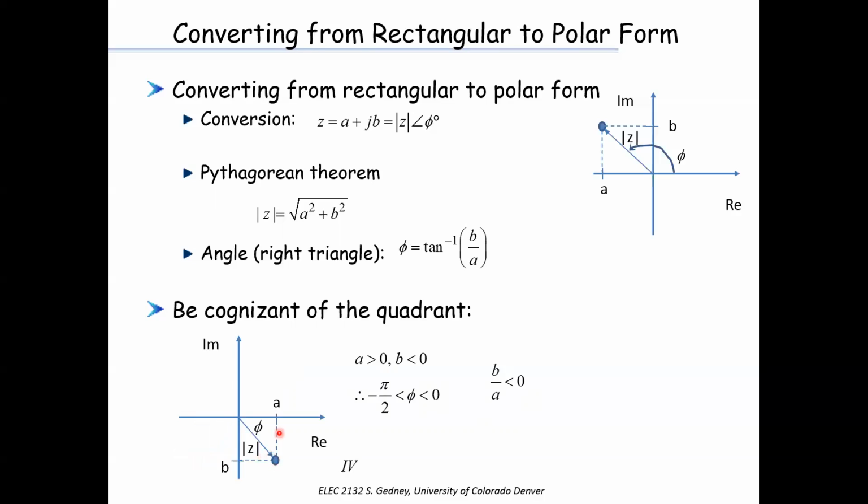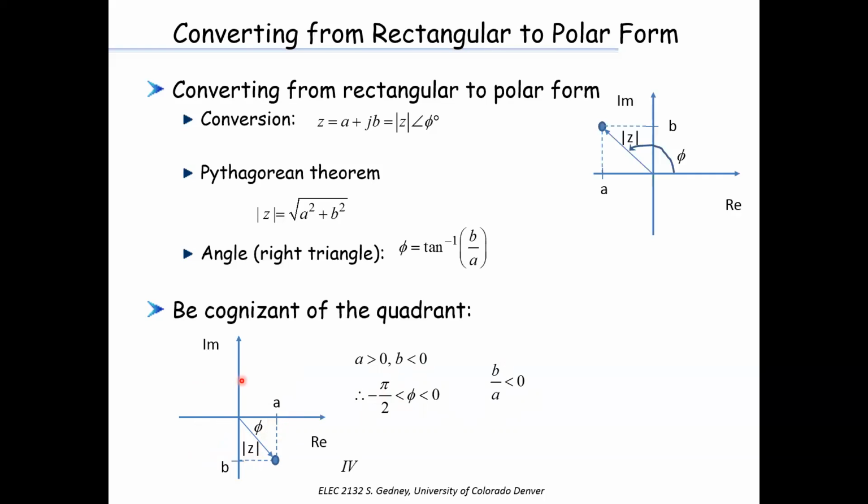In the fourth quadrant, a is positive, b is negative. Again, the ratio of b over a is less than 0, which is the same as in quadrant 2, where b was positive, a was negative. But knowing that I'm in quadrant 4, because a is positive, b is negative, my angle must be between minus pi over 2 and 0.